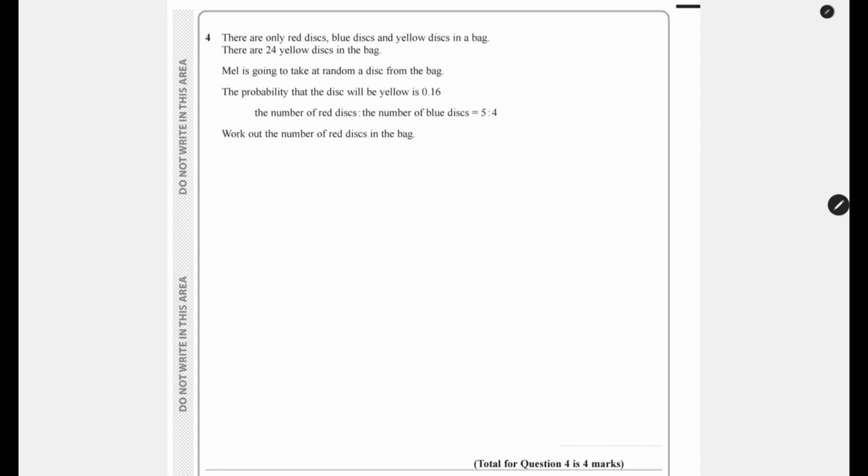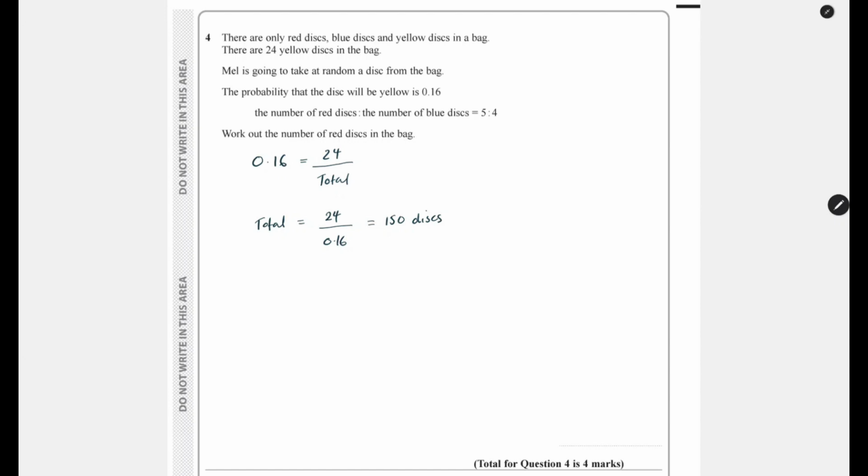Well, the first thing that we need to do is we need to work out the total number of discs. And we can do this by looking at the number of yellow discs we've got and the probability that we'll get a yellow disc. Well, the probability that we'll get a yellow disc is 0.16. And that is the number of yellow discs that we have, which is 24, over the total number of discs. We'll just call it total. So if we rearrange to make the total the subject, we have total is equal to 24 over 0.16, and that gives us a total of 150 discs.